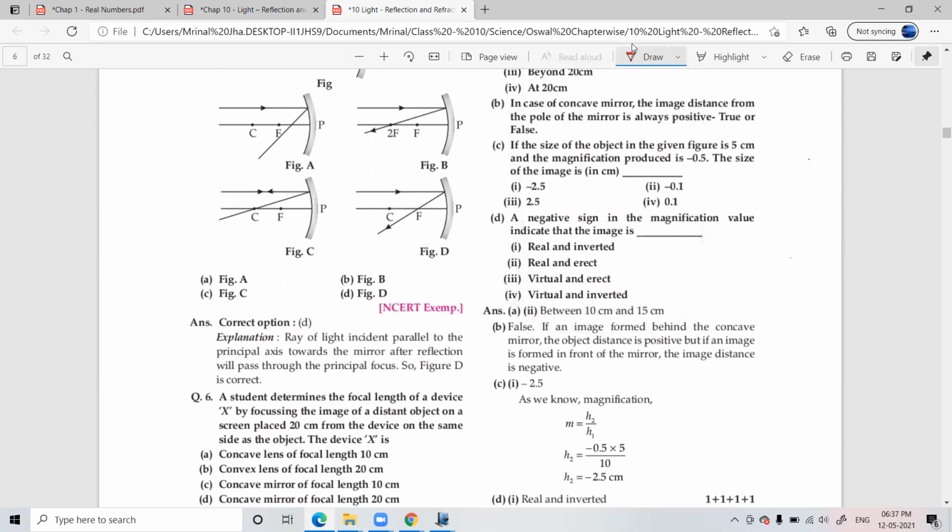Real and inverted. A negative sign in the magnification value indicates that the image is inverted. Yes, that's correct. Basically inverted, but we know that all inverted images are real, so real and inverted together.